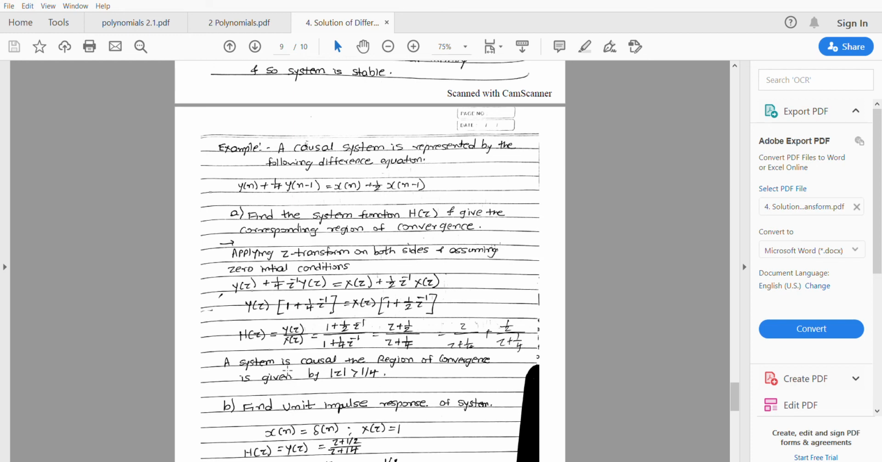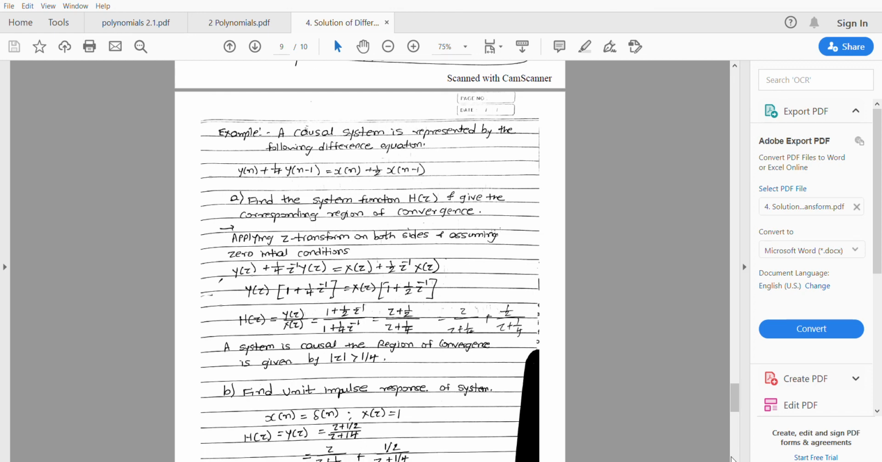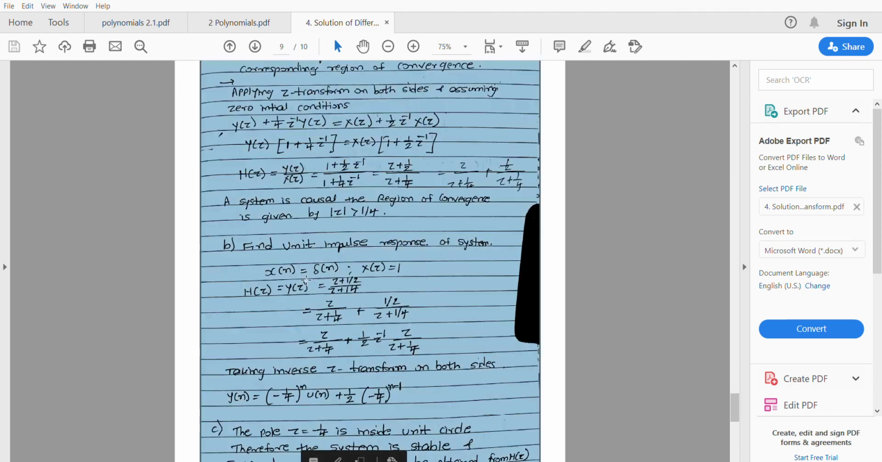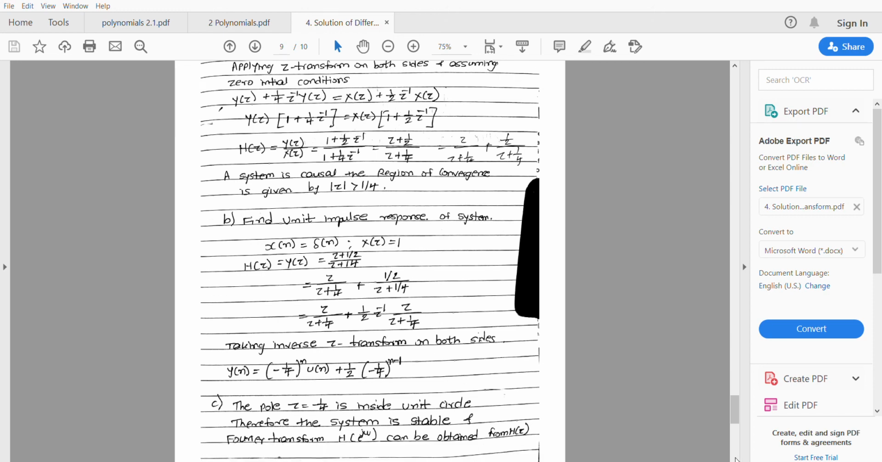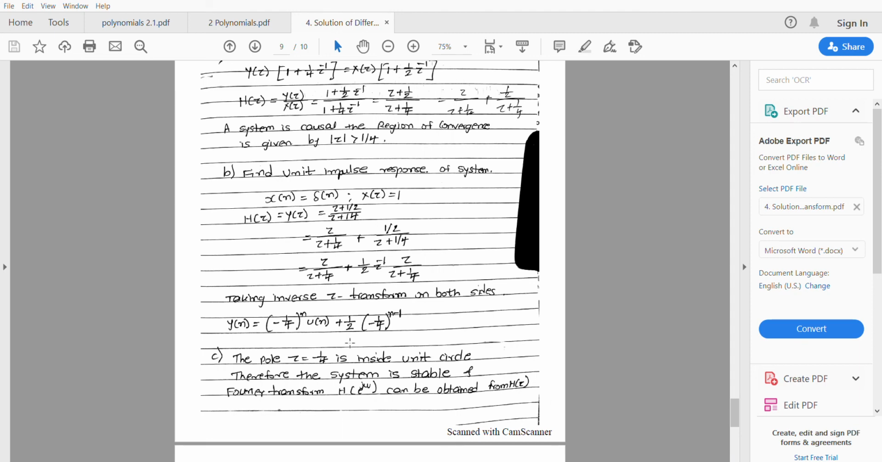In part A, we find only the system response, that is H of z. In part B, find the unit impulse response. So x of n is treated as delta n, so X of z is equal to 1. Then we find Y of z and take the inverse Z transform. So we get the unit impulse response. The pole is at 1 by 4, which is inside the unit circle. Hence the system is stable as well as causal.